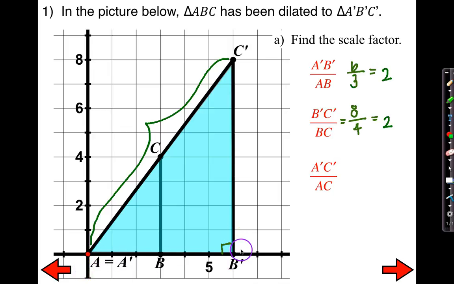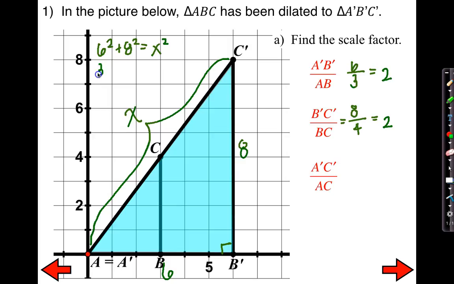This length I already know, A prime, B prime is 6, so I'm just going to write in 6. And here, B prime to C prime, I already figured out was 8. So in order to find this missing length, which I'm just going to go ahead and call x right now, I'm going to apply the Pythagorean theorem. The sum of the squares of the legs is going to equal the hypotenuse squared. So I'm going to write 6 squared plus 8 squared equals x squared.